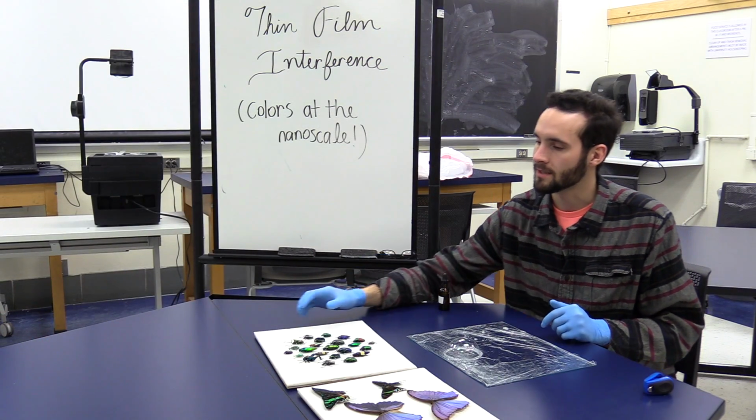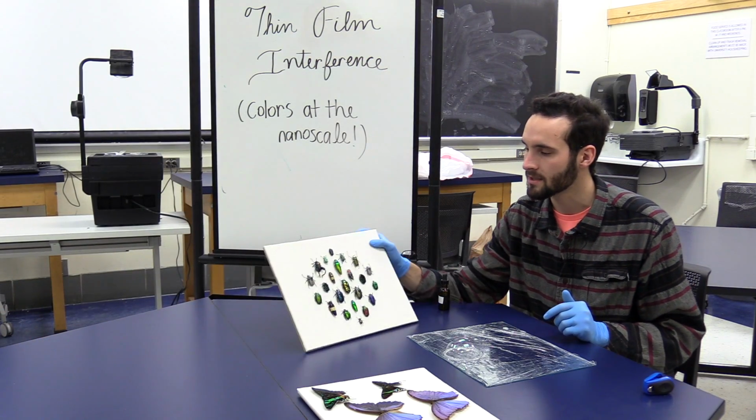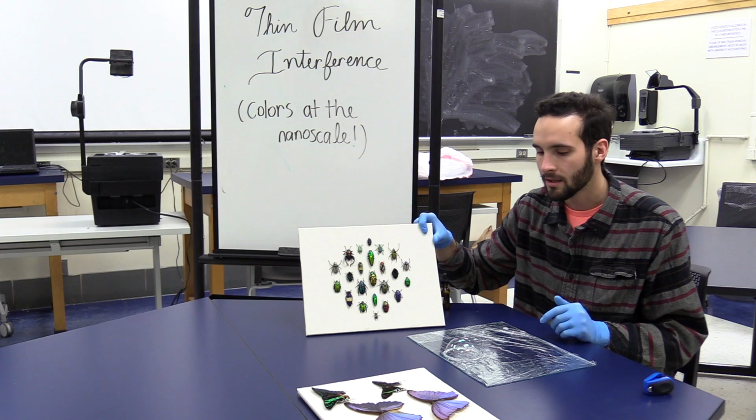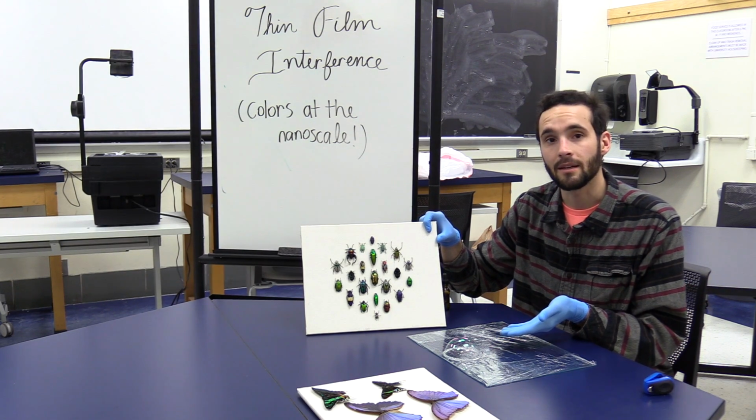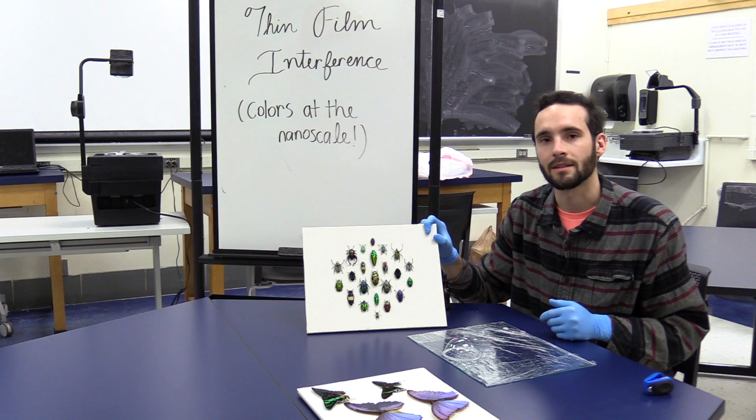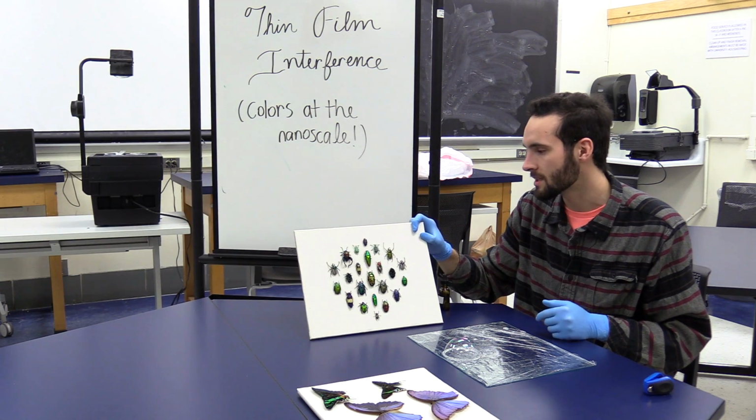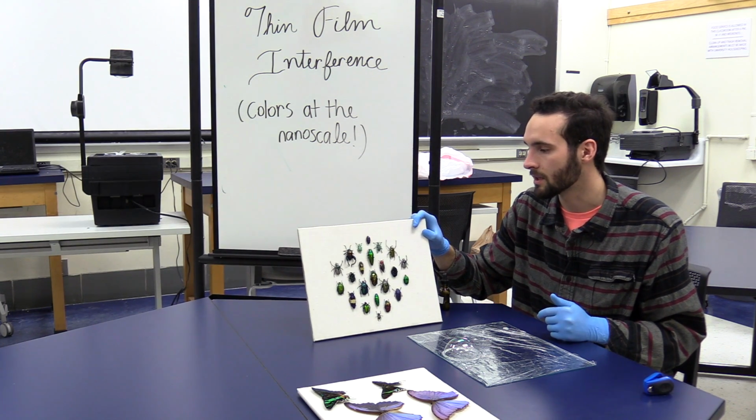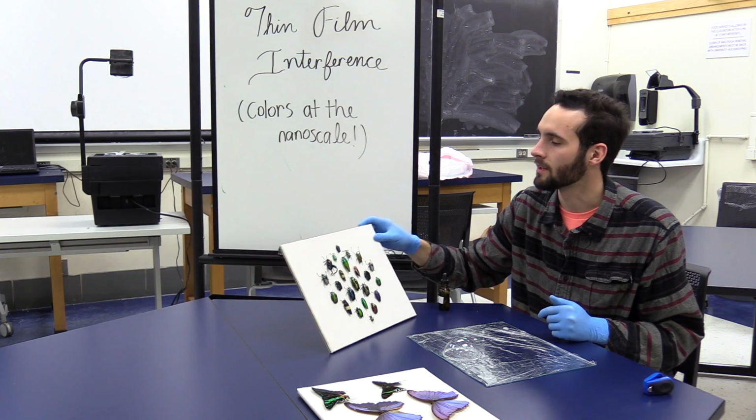So you can see how these natural systems, these natural animals, are actually using this technique of thin film interference to engineer how light interacts with their shells. And we can use this in the research that we are doing here to engineer light matter interactions.